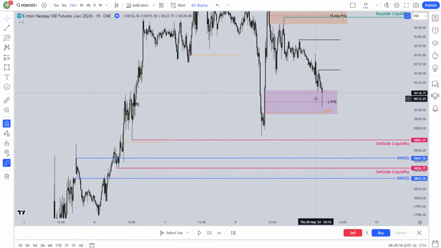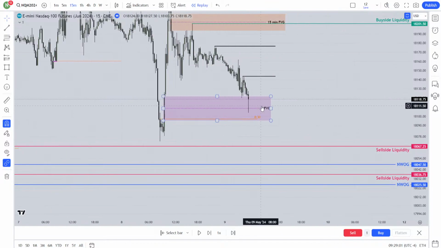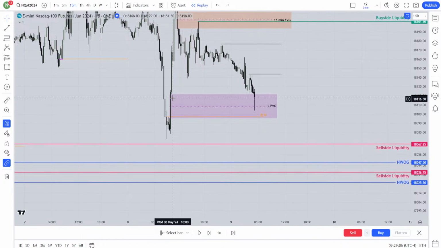Do I have sell side liquidity? Very near to me. If market would love to go for that sell side liquidity, what does it have to do? It has to break the last parallel gap.